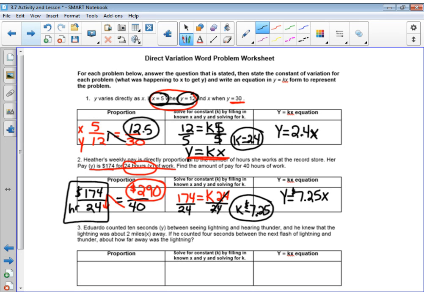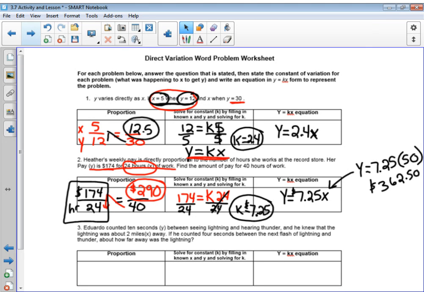So for example, why would we ever use this? Well, maybe I want to find out how much she would get for a 50-hour week. So then I could figure out her Y, her pay, equals $7.25 times 50 hours. So I could punch in 7.25 times 50 and find out that she's going to get $362.50 if she works a 50-hour week. Okay, so that's where you're going to be using that direct variation equation. Sometimes they're going to have you actually plot it out.